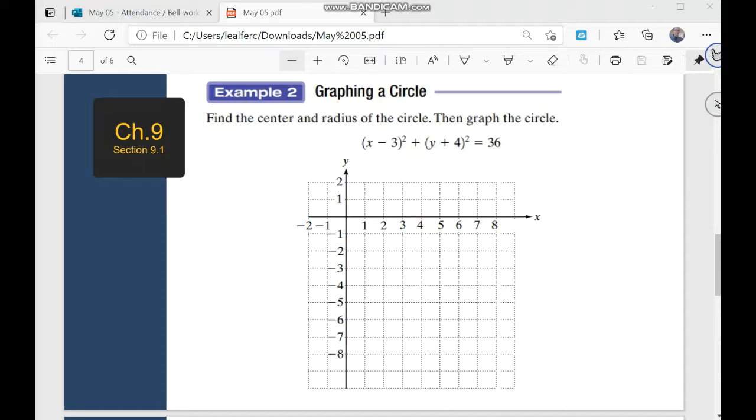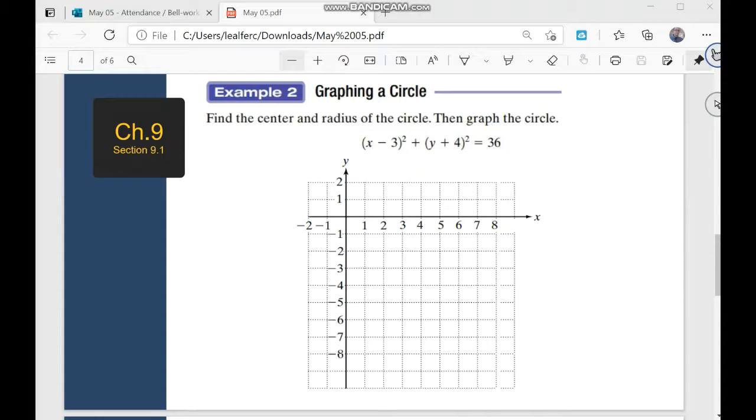Well, today we were talking about circles. And what you have to do, very simple, is identify on the equation of a circle that looks like that, the center of the circle, the coordinates of the center, and the radius. And I will show how simple it is.